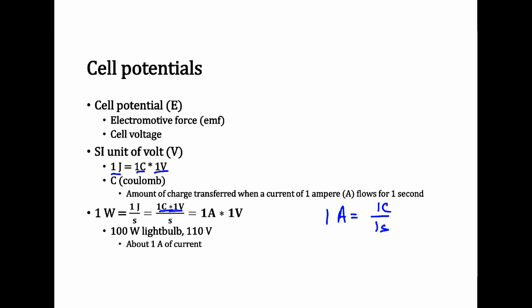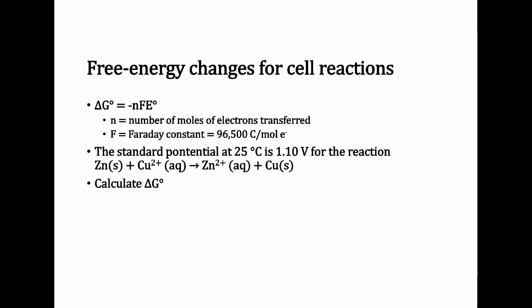So let's go ahead and see how delta G relates to E. What we'll see is that the Gibbs free energy, delta G standard, is equal to negative nFE standard. And E standard here is just E cell, what we've been calculating using the reduction potentials for the cathode and the anode. Here, n is the number of moles of electrons transferred, and we'll talk about how to get this. And F is a constant, the Faraday constant, which is 96,500 coulombs per mole of electrons.